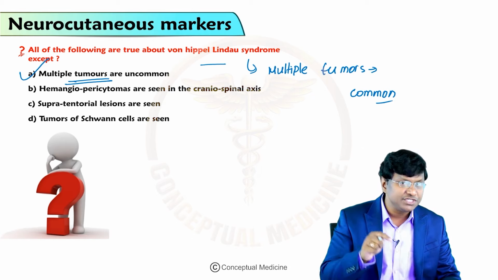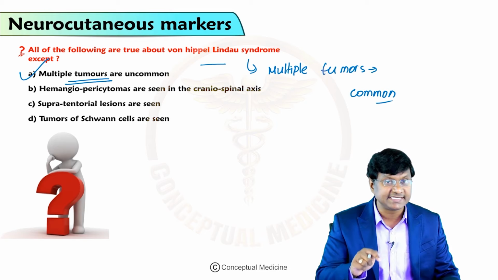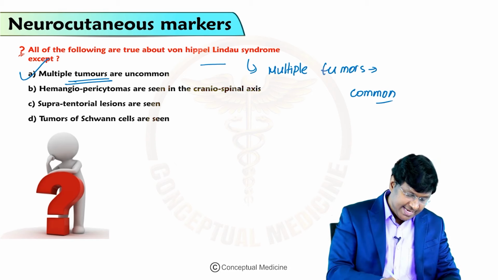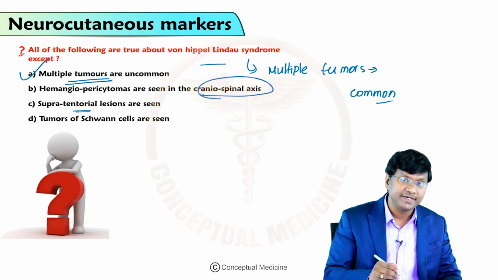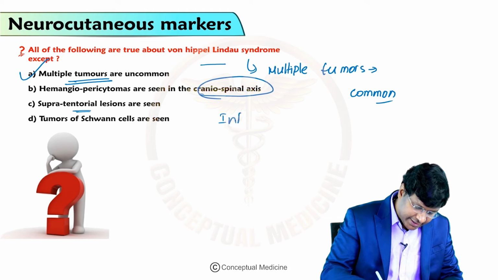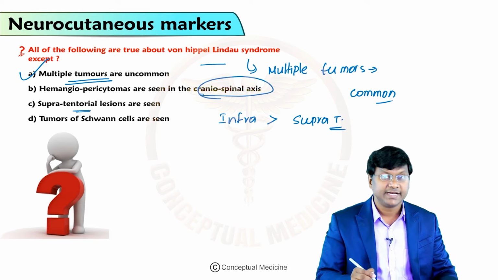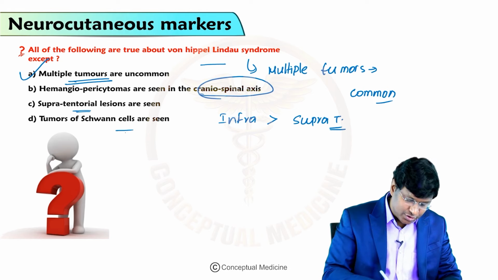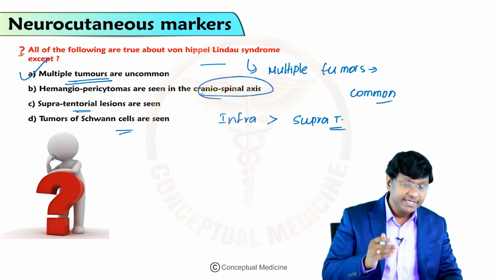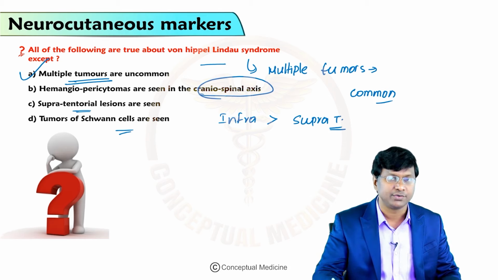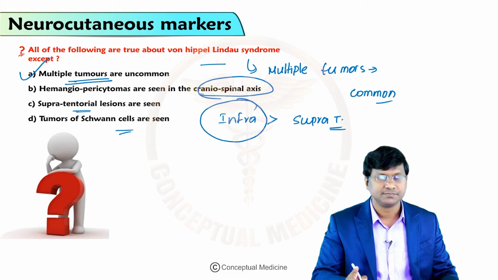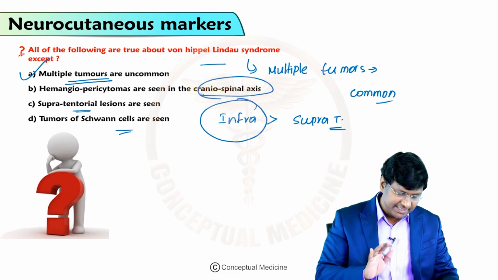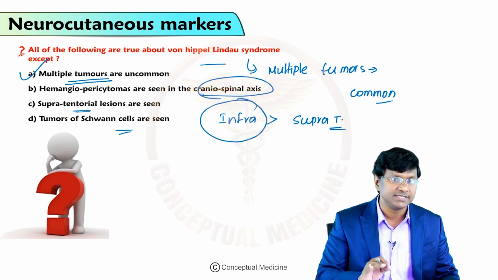Now, out of all these, which is more common? That is CNS hemangioblastoma, that is cerebellar tumor. And hemangiopericytomas in the craniospinal axis will be there. And what about supratentorial lesion? Let me tell you, in von Hippel-Lindau, infratentorial is very common, but even supratentorial will also be present, and tumors of the Schwann cells are definitely seen. So infratentorial lesions are more common compared to supratentorial lesions. And what is that infratentorial lesion? That is cerebellar hemangioblastoma. So that completes the discussion of von Hippel-Lindau as well as tuberous sclerosis.